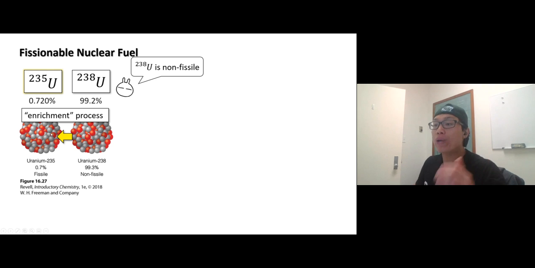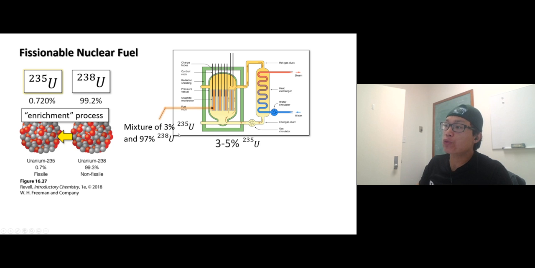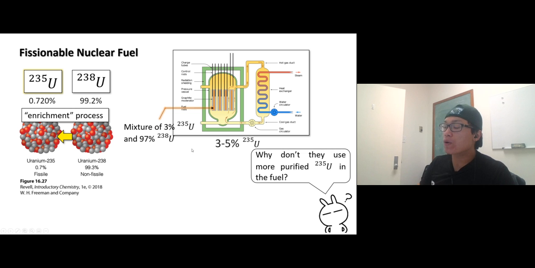All we need in the reactor is 3 to 5% uranium-235. It doesn't have to be as pure. Inside the reactor, it usually contains about 3% uranium-235, and the rest is uranium-238. Now the question is, why can't we enrich it to make all of it 235? Because the more 235, the more fission we can get, the more power, the more energy we can have, right?